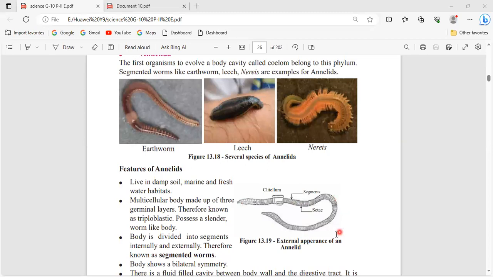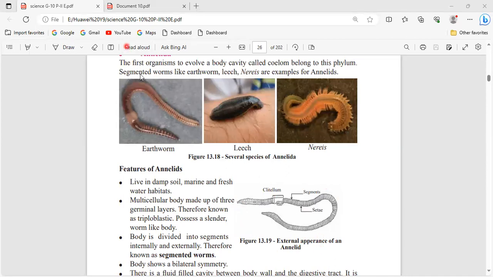Here, see, we have segments. You can see the segments here, and here too. These segments can be seen externally as well as internally. Inside also it is segmented. So that is a special feature of the annelid. They are segmented internally as well as externally, so we call them segmented worms. This is a unique feature of the annelids.